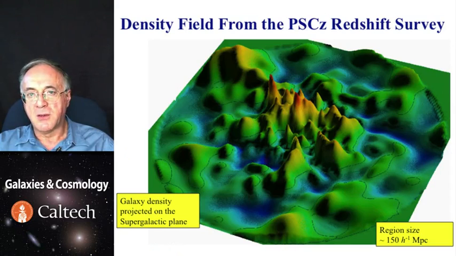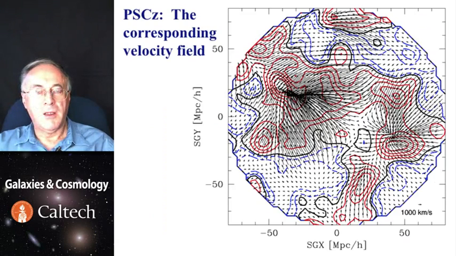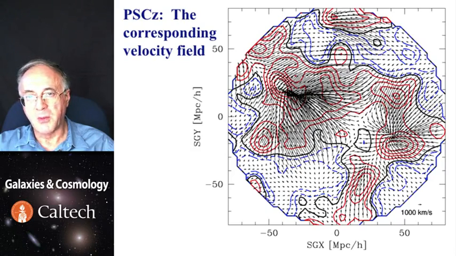That's good because these are tricky measurements, and it's good to do them as many independent times as possible. You may remember there was a survey based on the IRAS catalog of galaxies, which is called the PSCz survey, and this is what their density distribution of galaxies looks like projected on the supergalactic plane. And here is what the corresponding velocity field looks like. There are again two huge attractors. There is a big one, Hydra-Centaurus, and then there is one on the other side, the Perseus-Pisces supercluster.